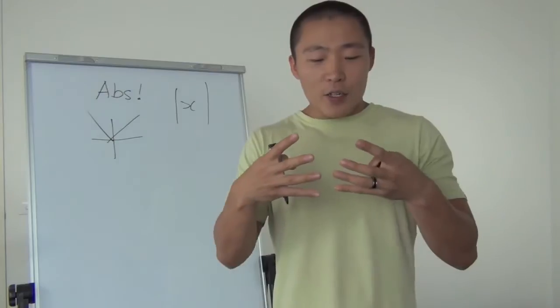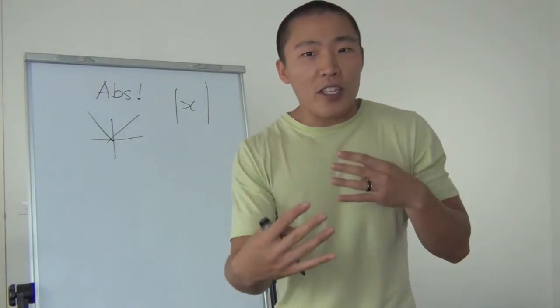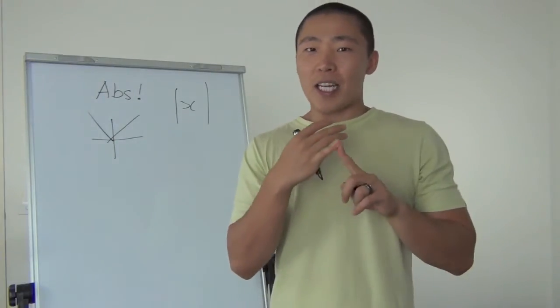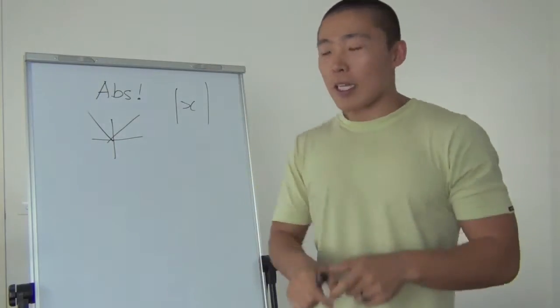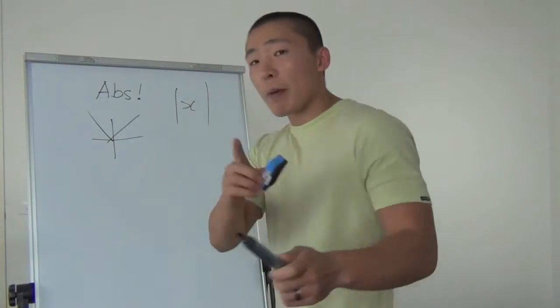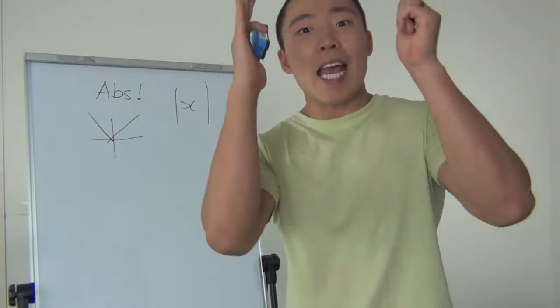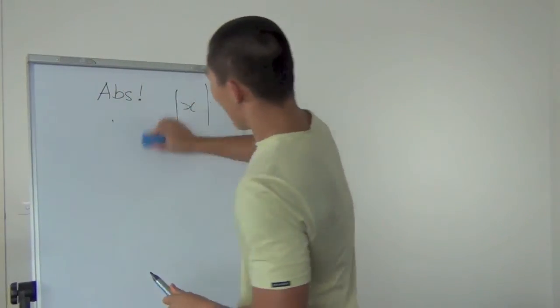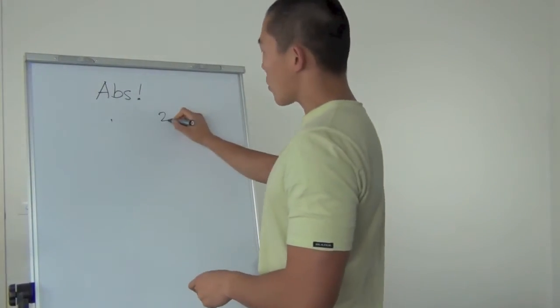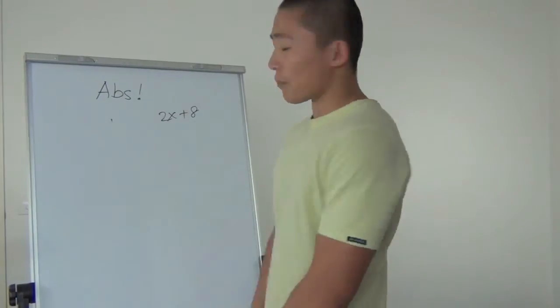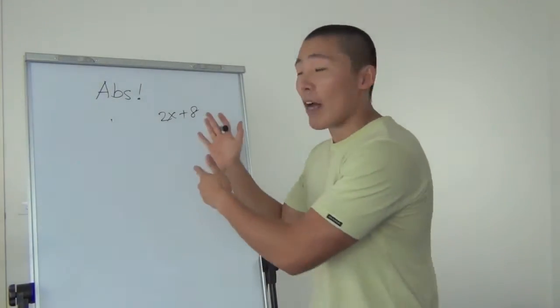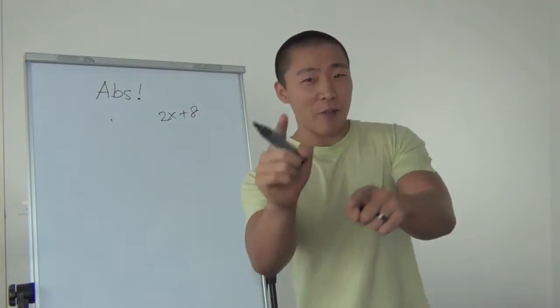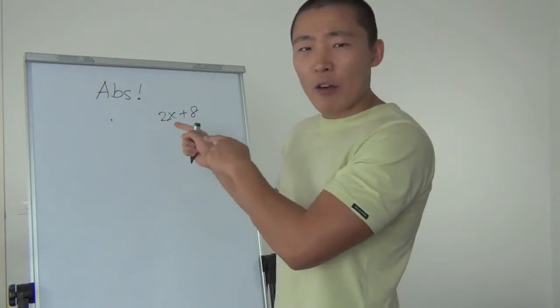But when it gets mixed up with all the other things like transformations, that's when it gets a little tricky. So let's look at one of those. Just keep in mind, everything is now positive inside the goalposts, inside the absolute function. Alright, so let's say we have something like this: 2x plus 8. What kind of graph is this? Linear graph, you got it. So how do we draw that normally?